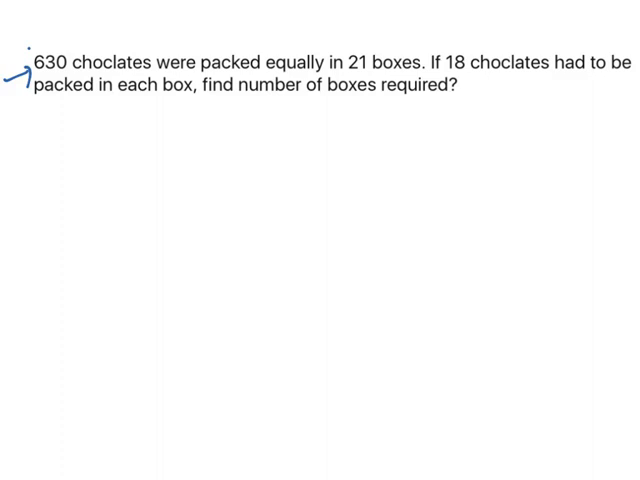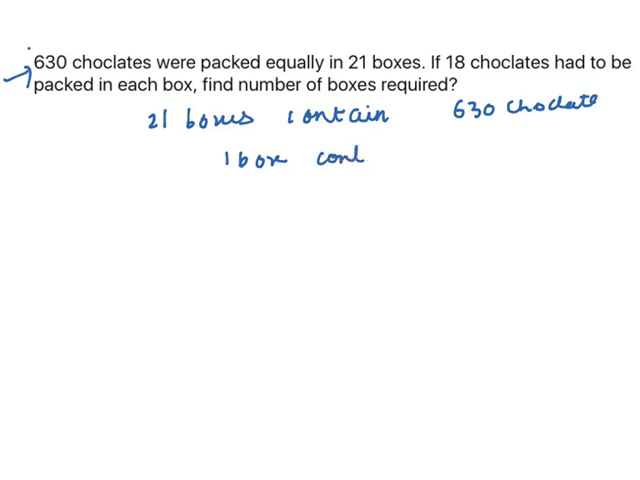So 21 boxes contain 630 chocolates. So in that case, each box will contain 630 divided by 21 chocolates, that is 30 chocolates. So initially we were packing 30 chocolates in a box. Now we have to pack 18 chocolates in a box. That means we will require more boxes.